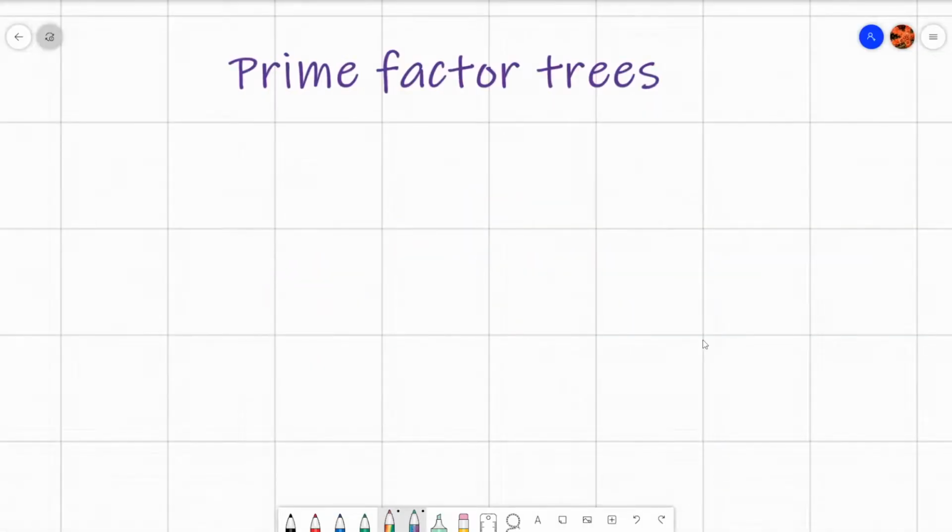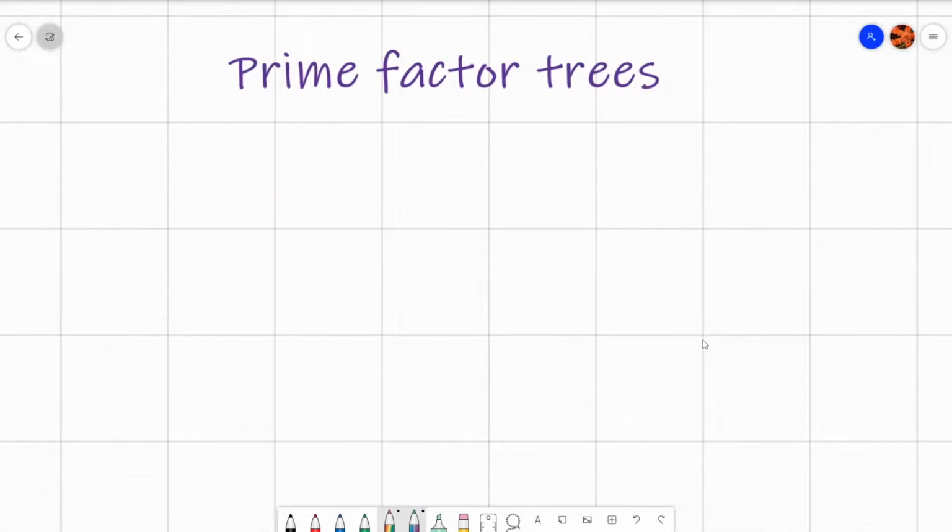Hi everyone, let's have a look at prime factor trees. Prime factor trees are a very popular question in the GCSE exams. You are required to draw a prime factor tree, or you will be needing a prime factor tree when working out the highest common factor or lowest common multiple of some numbers. So let's have a look at a few examples and see what a prime factor tree is and how we draw one out.